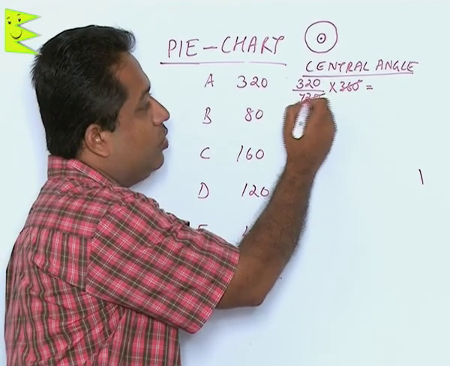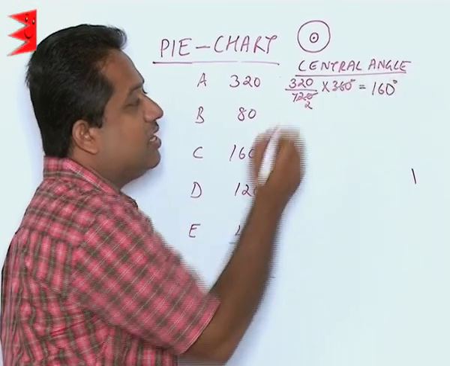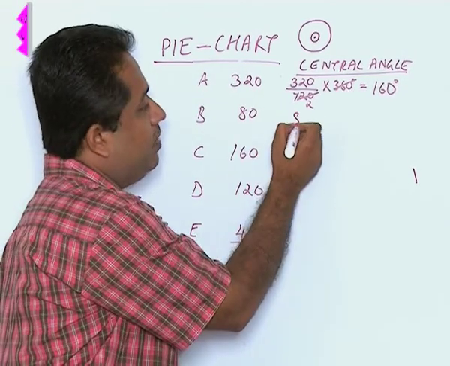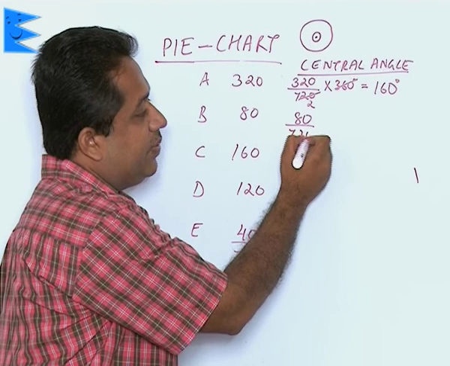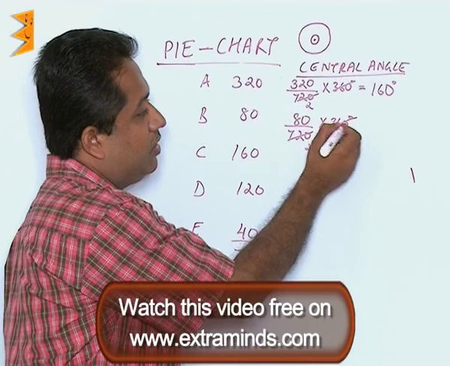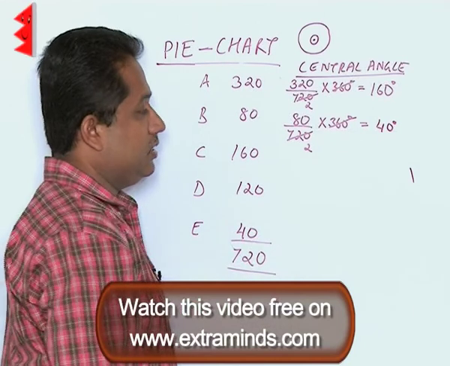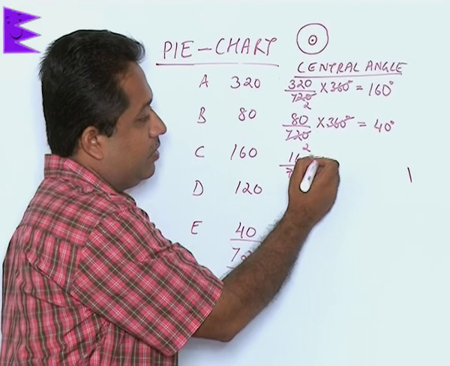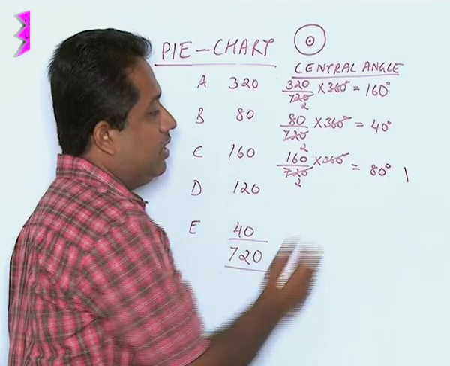So, 360 will go 2 times in 720, and 320 by 2 you will get 160, and this will be 160 degrees. Repeat the procedure for item B. This is going to be 80, that is the value of B, upon the total, that is 720, multiplied by 360. So, again 360 goes 2 times in 720, and 80 by 2 we get 40 degrees. C will become 160 upon 720 multiplied by 360. 360 goes 2 times, so this will be 80 degrees.